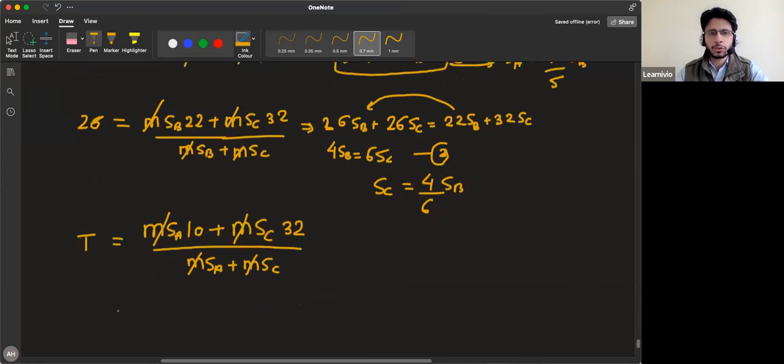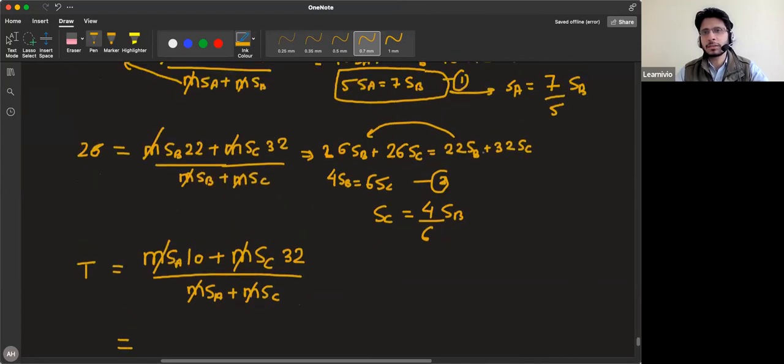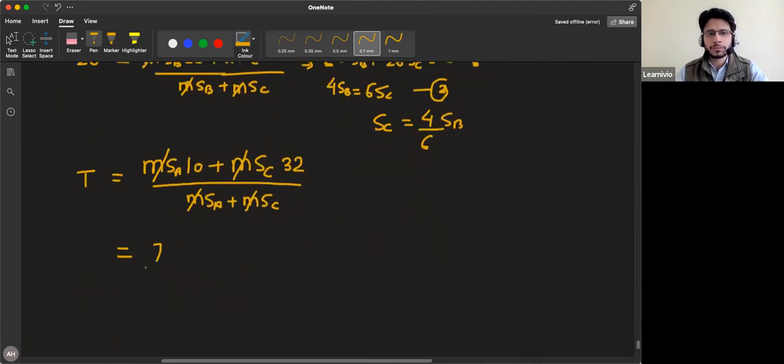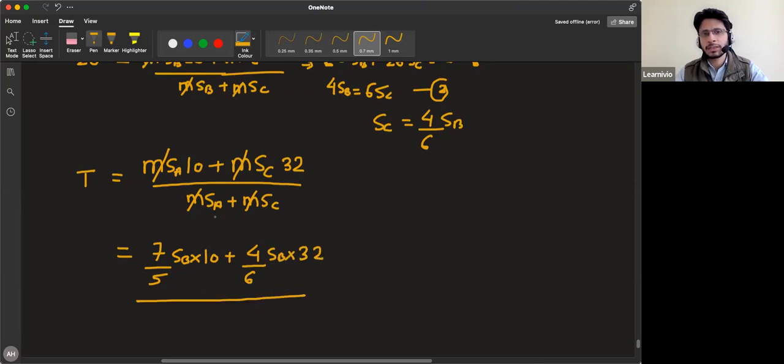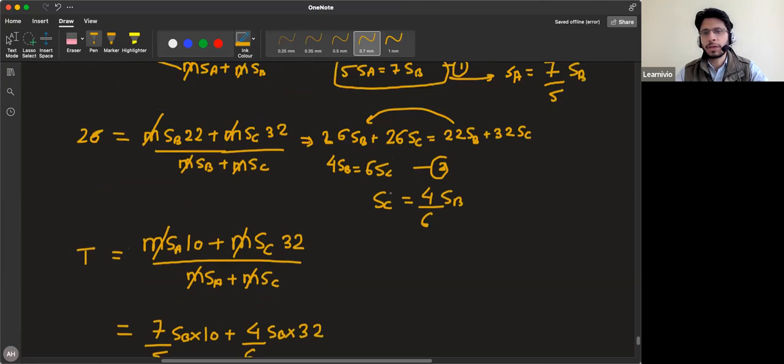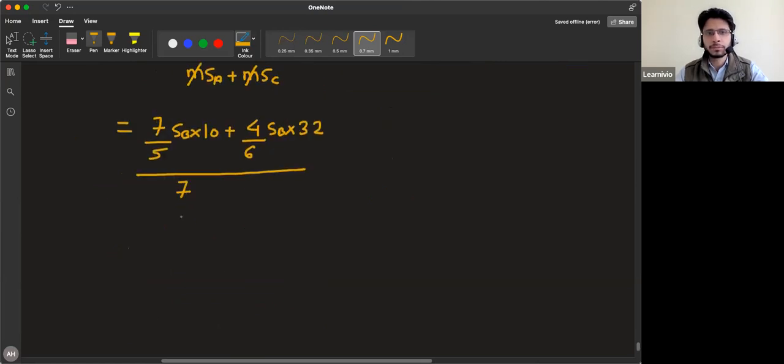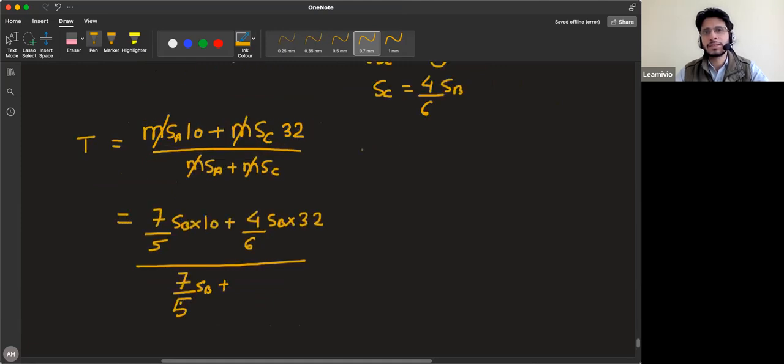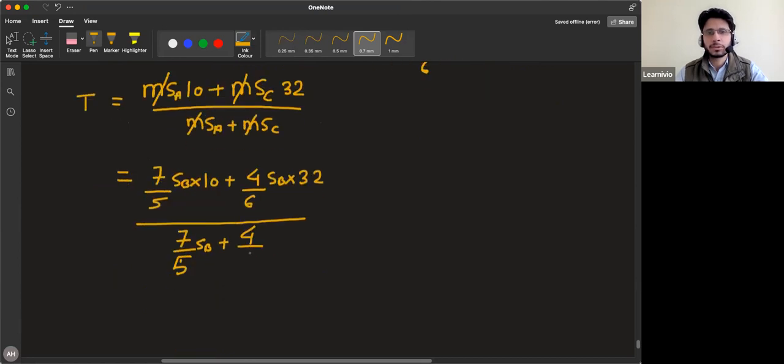So when you do these substitutions, SA is 7 by 5 SB into 10, SC is 4 by 6 SB into 32, divided by SA plus SC, so SA is 7 by 5 SB plus SC, which is 4 by 6 SB. So this SB gets cancelled out, so you can calculate this number now.